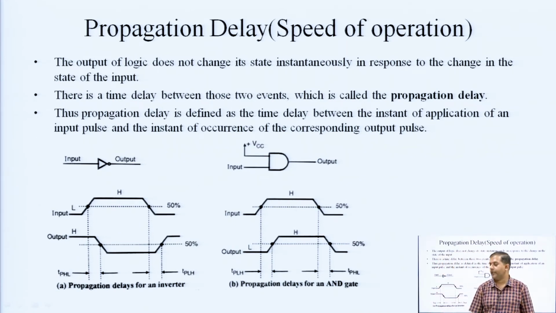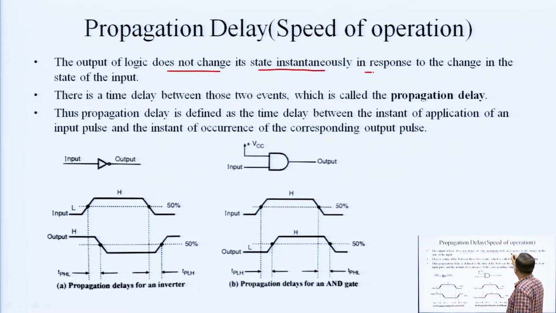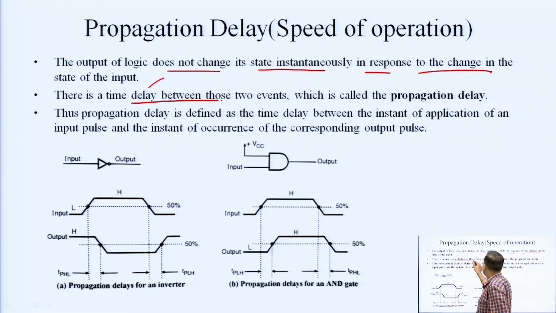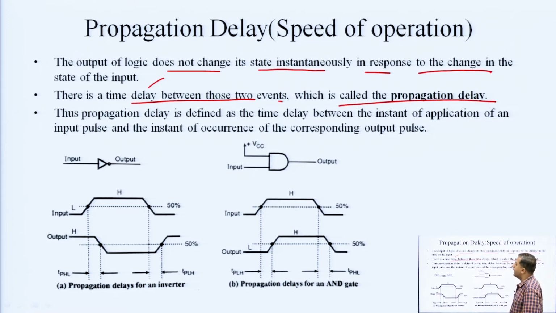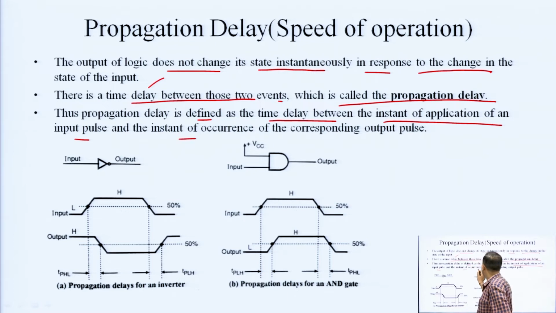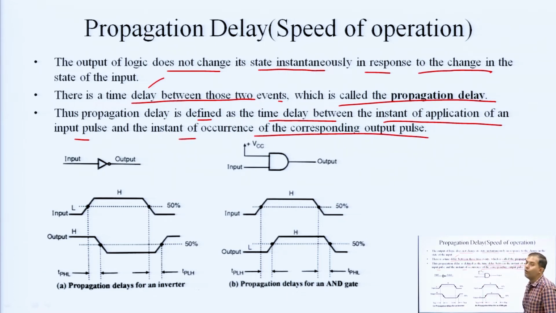Then propagation delay or speed of operation. The output of a logic circuit does not change state instantly in response to a change in the state of the input. Right? There is a time delay between those two events, which is called the propagation delay. Thus, propagation delay is defined as the time delay between the instant of application of an input pulse and the instant of occurrence of the corresponding output pulse.